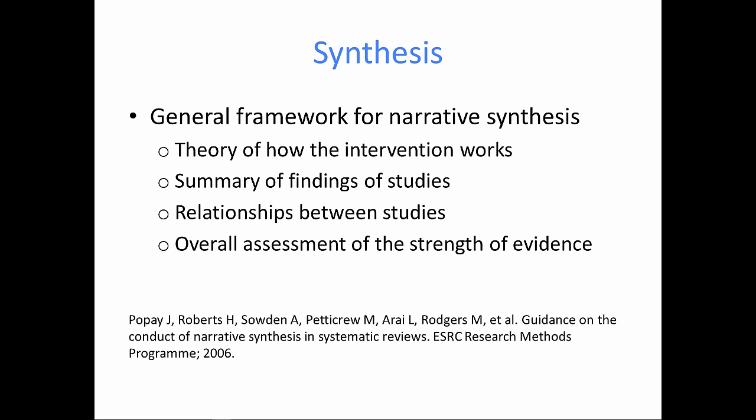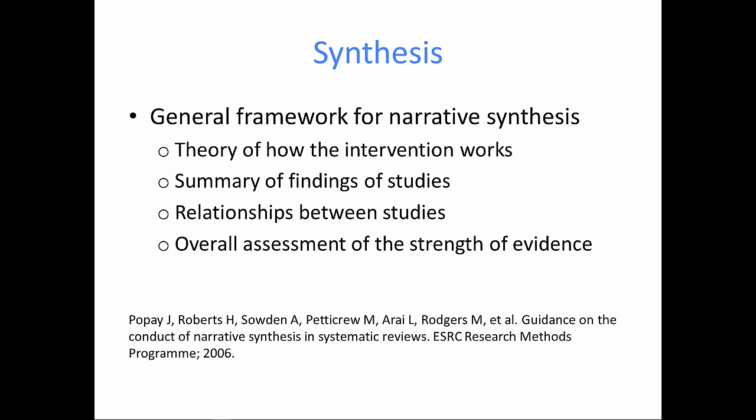This involves presenting a theory of how the intervention works, summarizing the findings of individual studies, discussing the relationships between studies, and finally providing an overall assessment of the strength of the evidence. All systematic reviews should contain text and tables to provide an initial descriptive summary and explanation of the characteristics and findings of the included studies. We'll see an example of a table on the next slide.